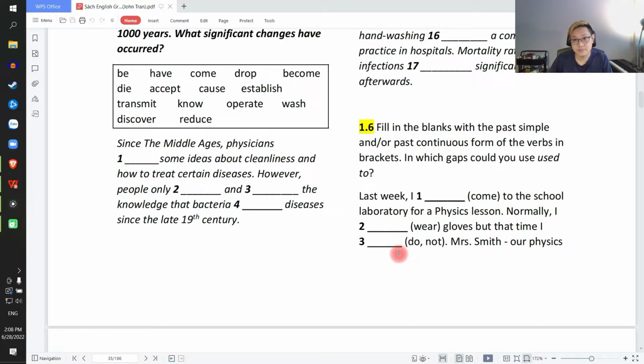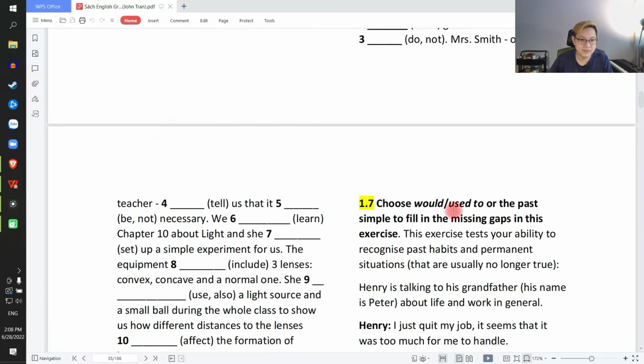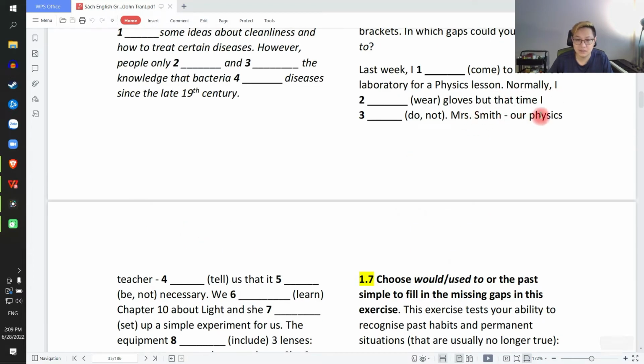I didn't, or I did not. Nhưng mà ở cái thời điểm đó thì tôi lại không có mang. Mrs. Smith, our physics teacher, told us that it wasn't necessary. Bà Smith là cái người giáo viên dạy môn vật lý của chúng tôi đã nói chúng tôi rằng điều đó không cần thiết đâu. It wasn't necessary.